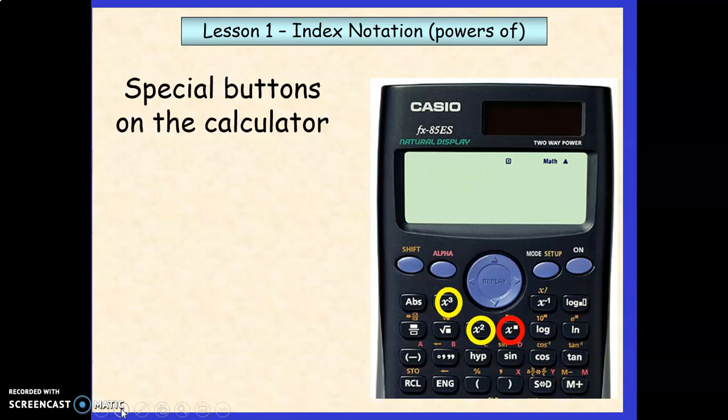So if I wanted to do 2 to the power of 4, for instance, what I'd do is I'd press the number 2, press that button circled in red, this button here, and then press the number 4. When I press the equals button in my calculator, it should give me the answer of 16. Okay, so now we're going to try a couple of examples of this.